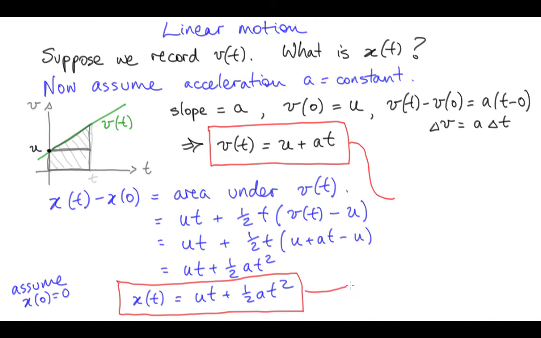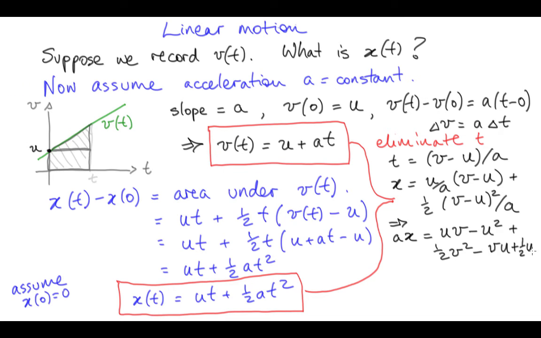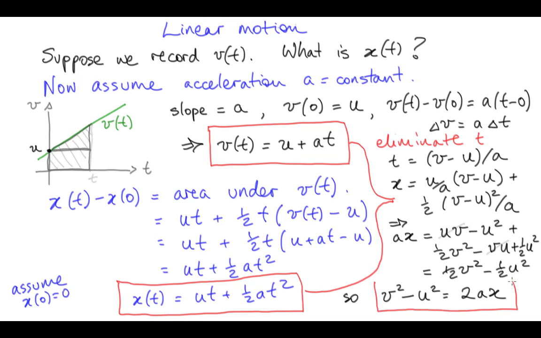We can also combine these two equations to eliminate time. Let's rearrange the first one to find t equals v minus u over a. And then we can use this expression in the second equation to find a new one. Again, after some algebra, we get v squared minus u squared is equal to 2a times x.